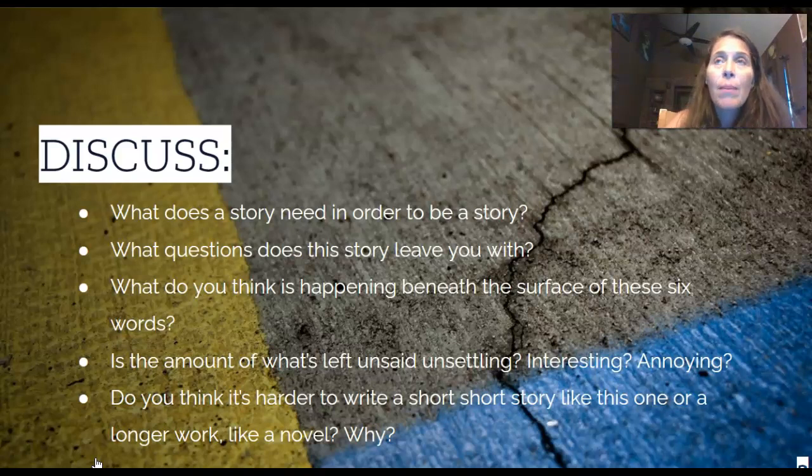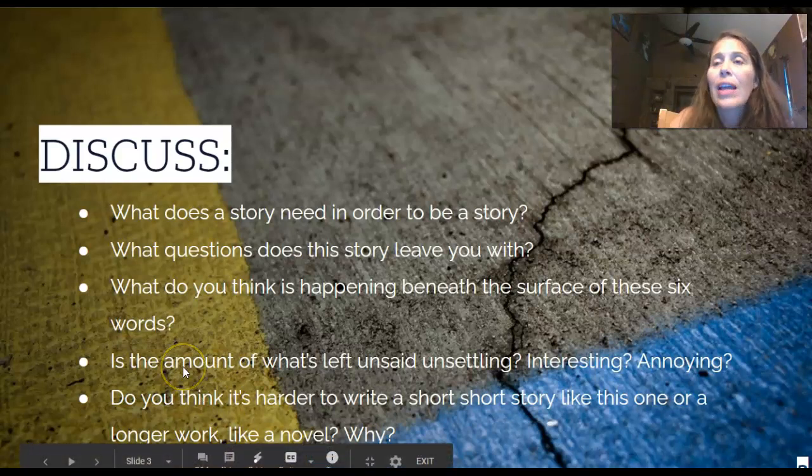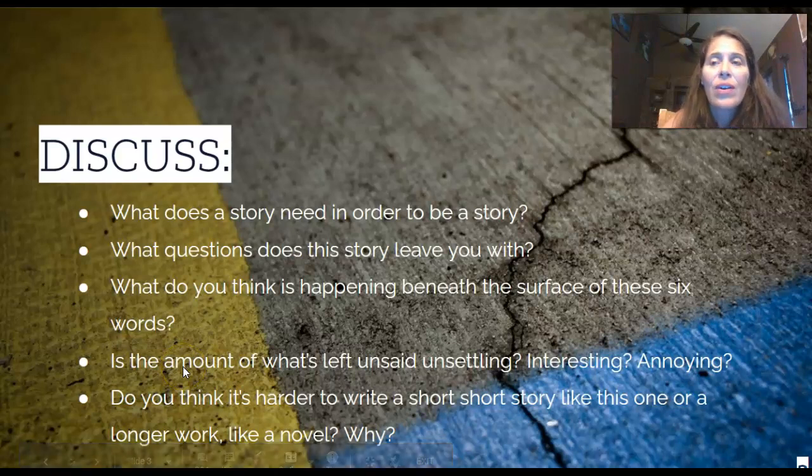We have to imagine. This is sort of like The Lady and the Tiger, if you read that, right? Where they leave the ending and it's very ambiguous, meaning they don't tell you exactly what happened. You have to kind of figure it out for yourself. You have to think about it. So is this unsettling, interesting, or annoying to you?